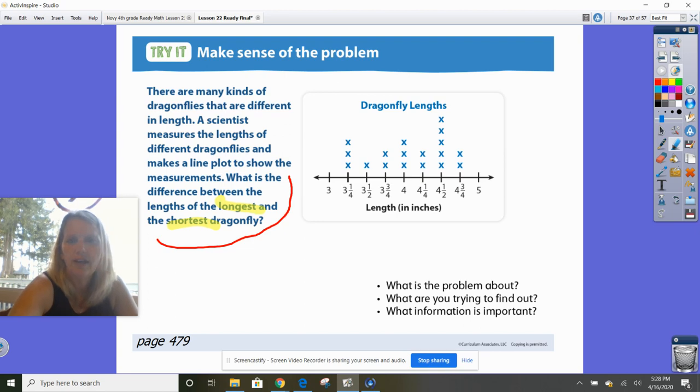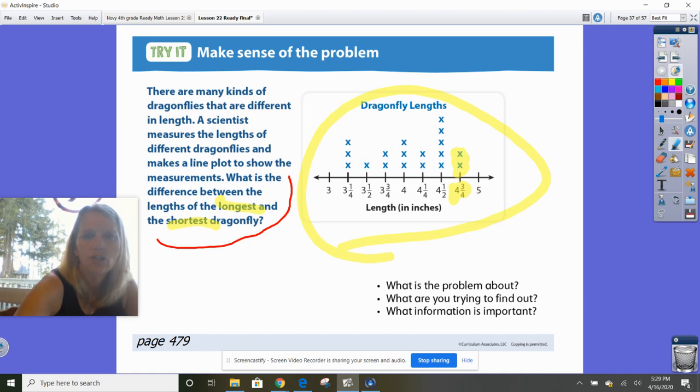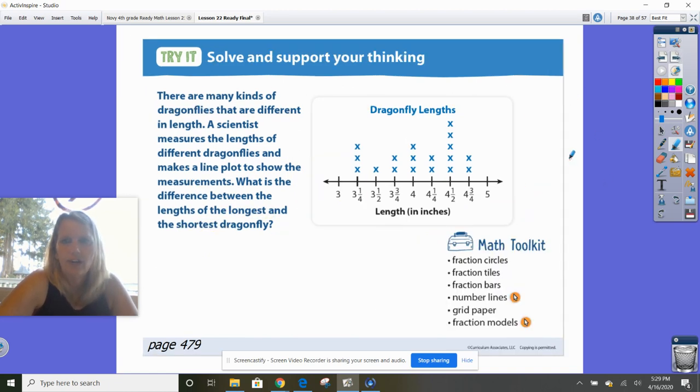So looking over here at our line plot, we have nothing at 5. So 5's on our chart, but we don't have a dragonfly there. So we have some dragonflies here that are at 4 3/4 length. So that's the longest. And the shortest is at this one. We have some at 3 1/4. Okay, so that's the important information. Next, give it a go. You could use whatever tools you have, whatever strategy you like to solve.